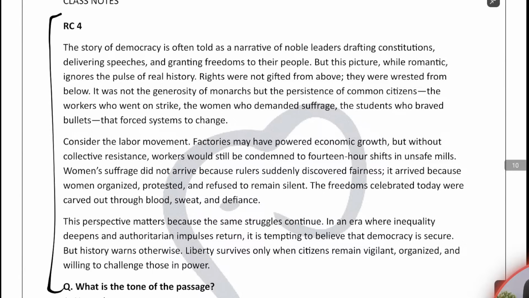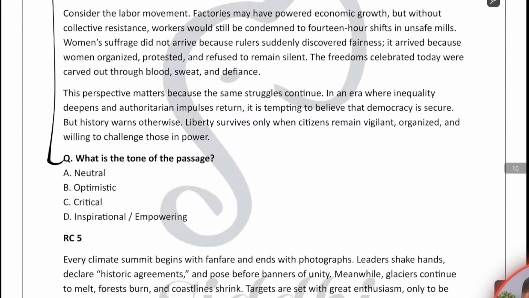Yeah, thank you for recognizing, Prithvi. Thank you. That's a heart from my end. Okay, your answer is critical.